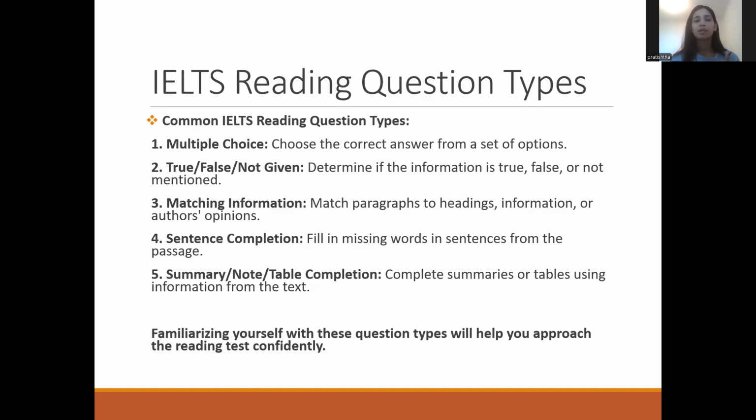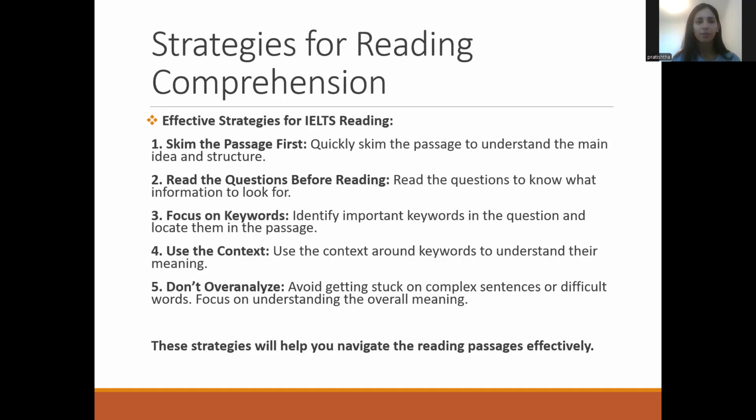You have multiple choice questions, true, false, and not given, where the information is not given in the entire passage. Matching, so matching paragraphs to headings. There could be a sentence and it would ask you to match this particular sentence to where you can find this information in the passage. Then you have sentence completion, where you fill in the words in the sentence. Then there is summary, note, and table completion. And that's pretty much it.